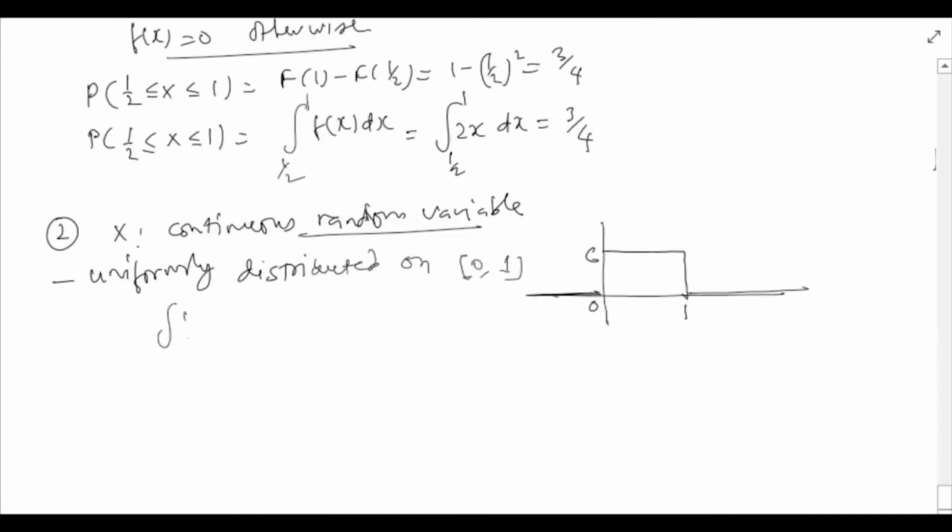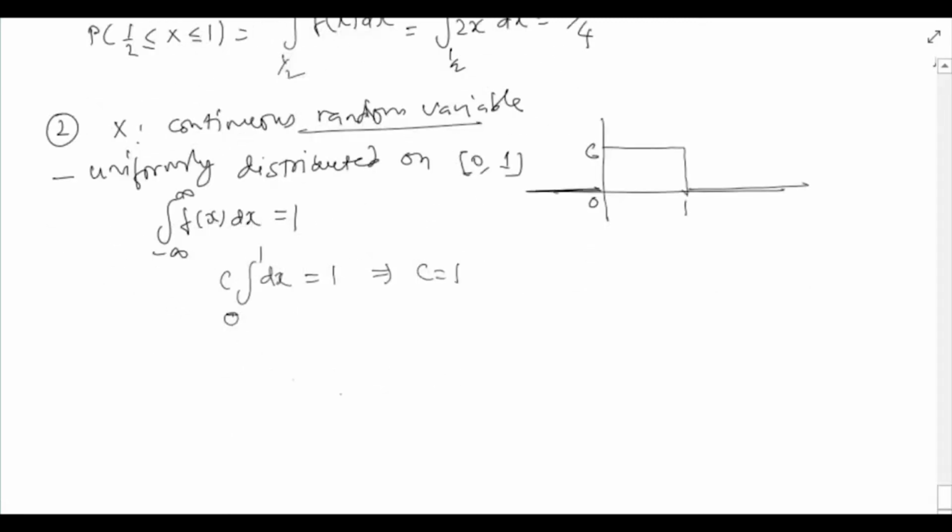Recall that the PDF must satisfy this relation: the integral from minus infinity to infinity of f(x) dx should be 1. So in this case, the integral of c dx from 0 to 1 has to be 1, and this tells us that c has to be 1. So the PDF now is f(x) is 1 if x is between 0, 1 and 0 otherwise.